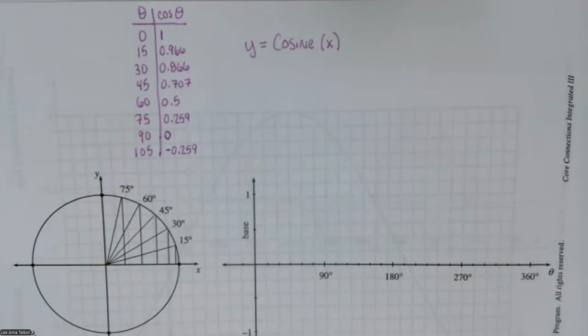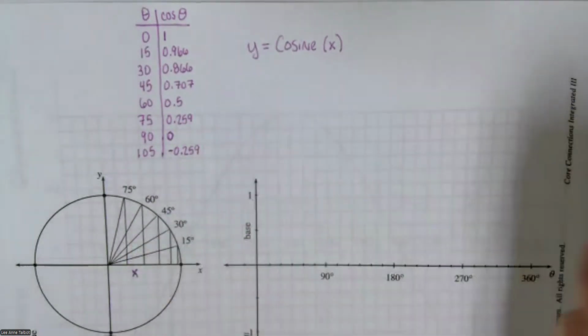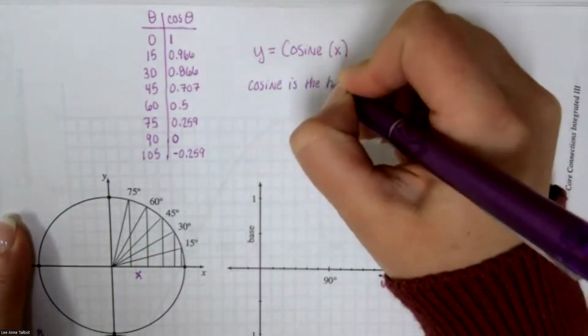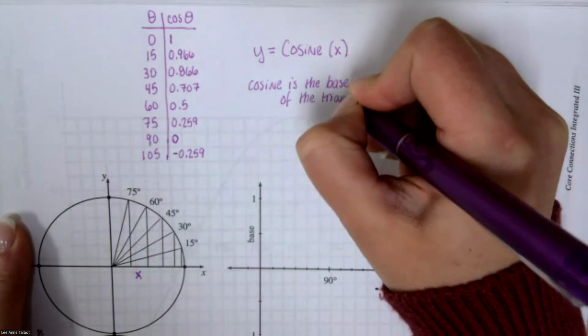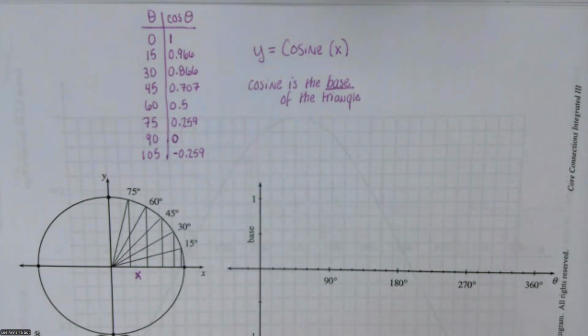Is that about 0.259? Why am I not labeling them? Because they all overlap each other, which is the annoying part about cosine. All of the bases overlap, so they're hard to label. That's why we went to a table. But I do want you to know that they represent the base. So we're going to put X here, and we're just going to make ourselves a little note there to remind us: cosine is the length of the base.